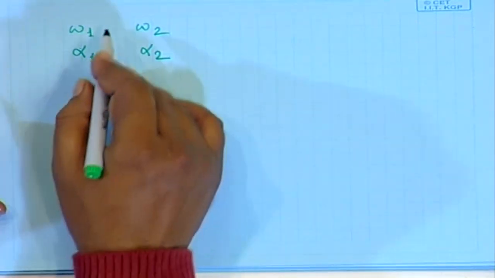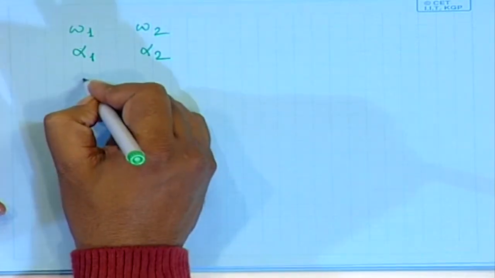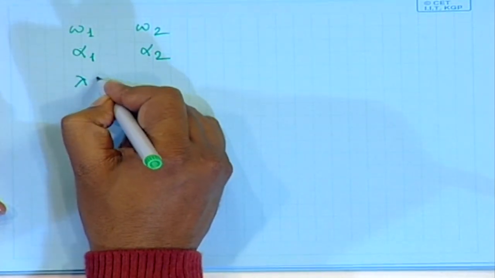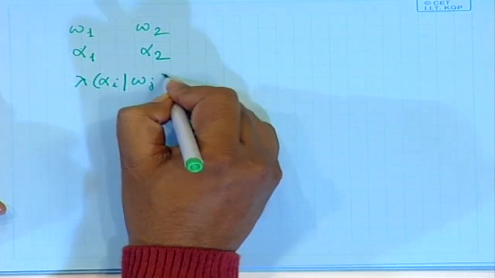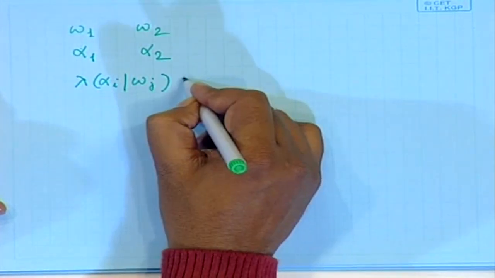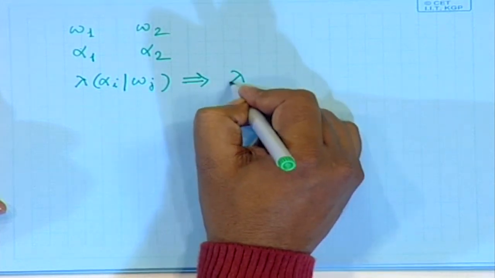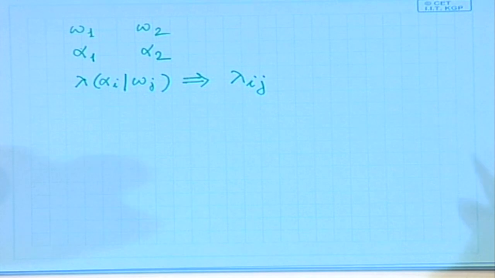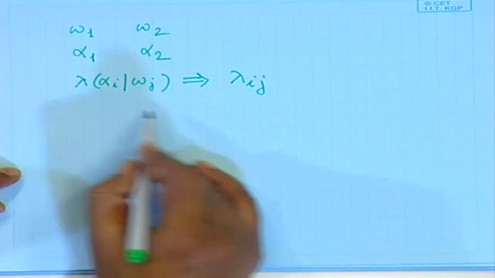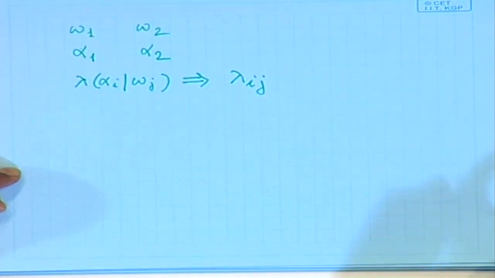Okay. So, over here now if I write lambda alpha i given omega j as lambda i j, just for simplicity of expression. Lambda i j means lambda alpha i given omega j, that is the loss incurred for taking an action alpha i when the true state of nature is omega j.